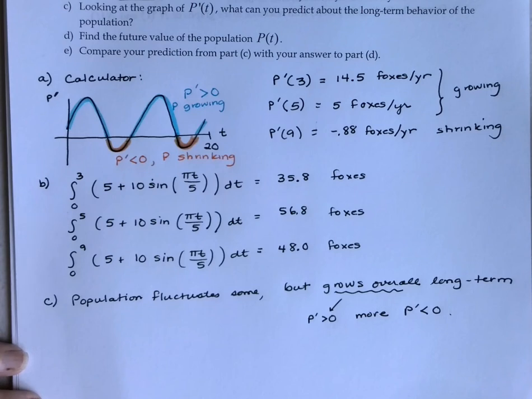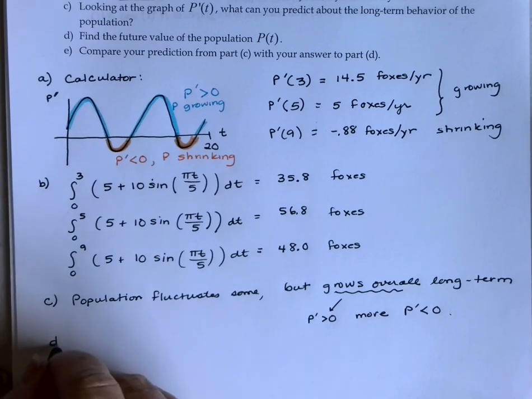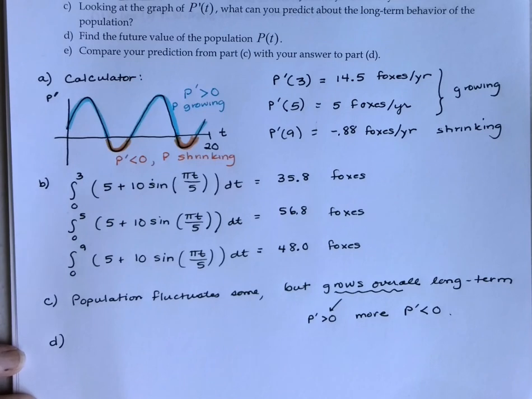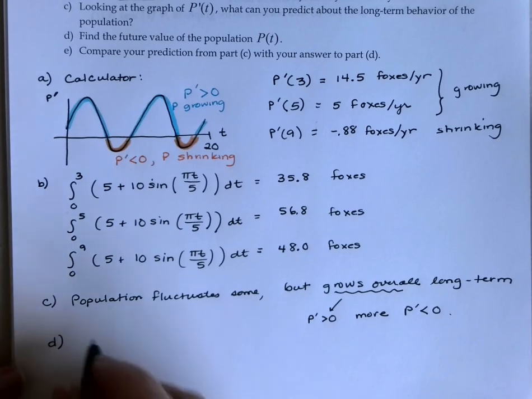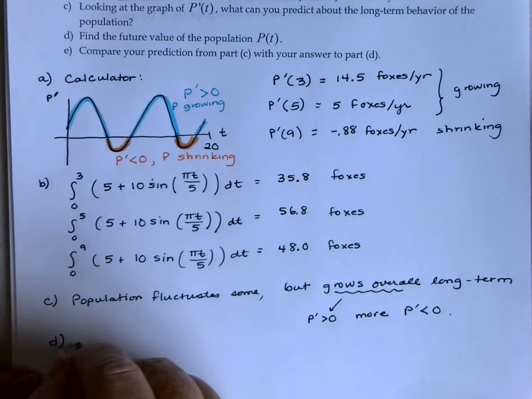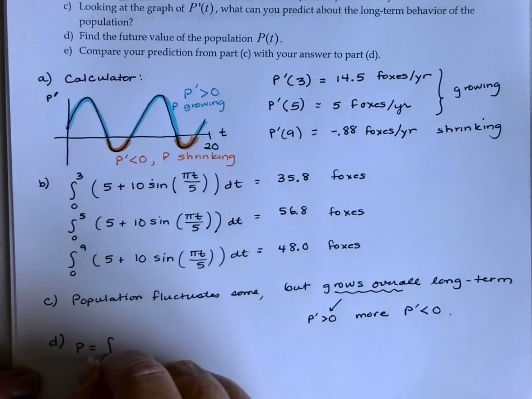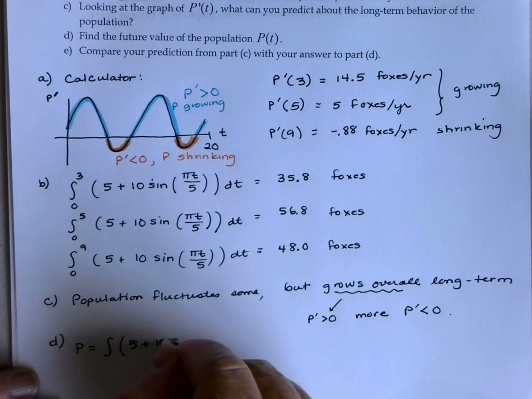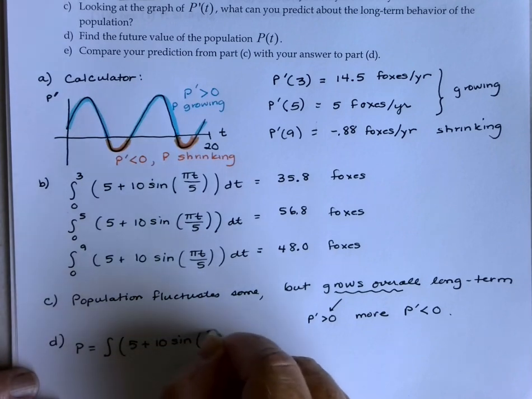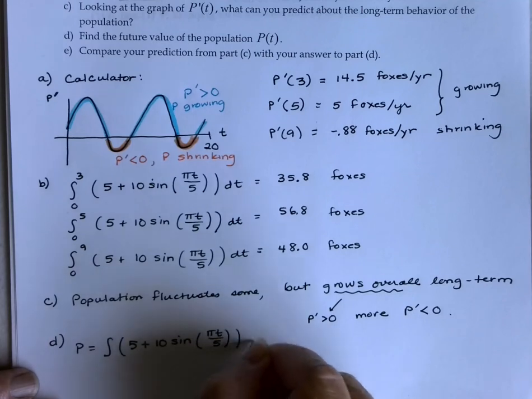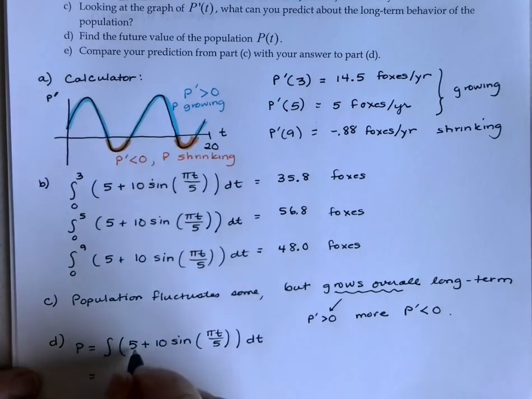All right, in part D, we're asked to find the future value of our population. We want the p equation, so that's the indefinite integral. And then we'll compare our prediction to what we see from that actual equation. So here we go. P would be the indefinite integral of our p prime. The integral of 5 is just going to be 5t.